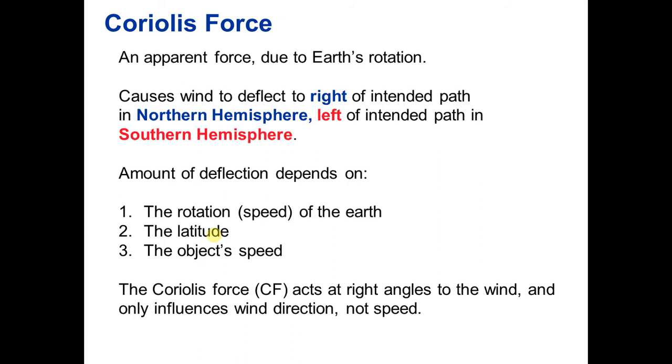The reason that the deflection of wind or any moving object, could be a baseball, okay, airplane, is the opposite in the southern hemisphere compared to the northern hemisphere is because from a northern hemisphere perspective, the Earth rotates counterclockwise. So if you're on the North Pole looking down, the Earth appears to be rotating counterclockwise. But from a southern hemisphere perspective, if you're on the South Pole looking north, the Earth appears to be rotating clockwise.